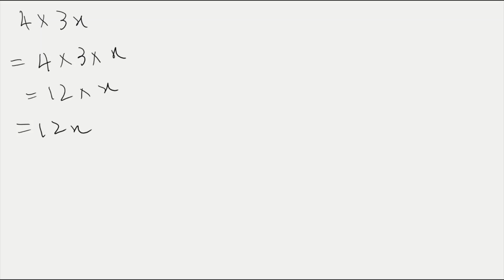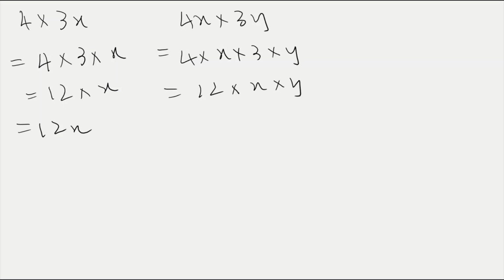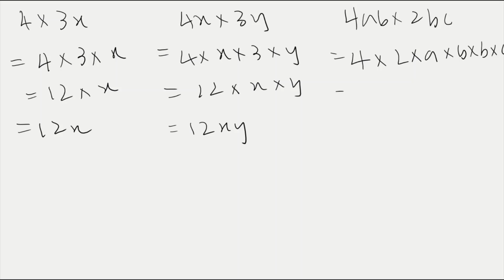Some examples for multiplying expressions. 4 times 3x would be 4 times 3 times x, 12 times x gives you 12x. 4x times 3y is 4 times x times 3 times y, 12 times x times y gives you 12xy. 4ab times 2bc gives you 4 times 2 times a times b times b times c. So 8 times a times b squared times c gives you 8ab squared c.